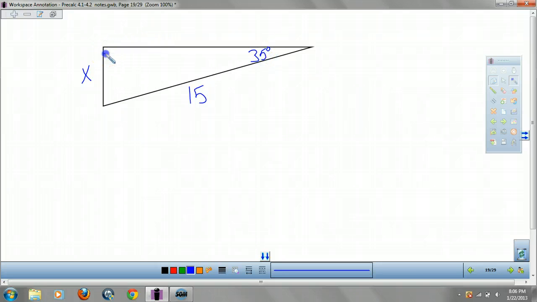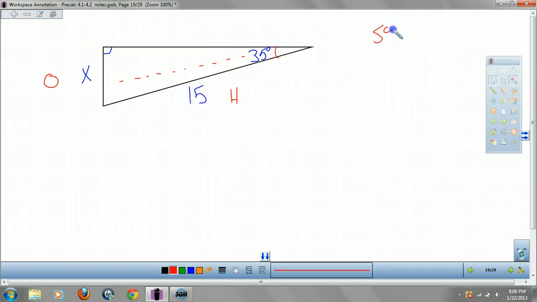Okay, we have a right triangle here. We have a hypotenuse. We need to find the opposite side. So let's go through and see what we can use. Again, this is the angle I'm given, and I'm looking for the side opposite it, right? And I'm given the hypotenuse.